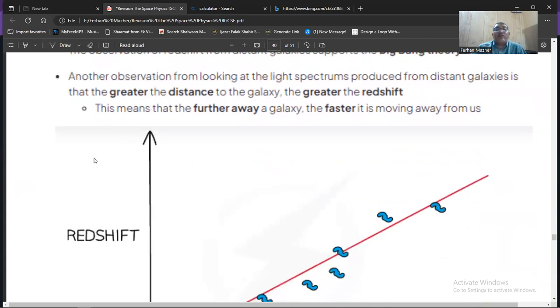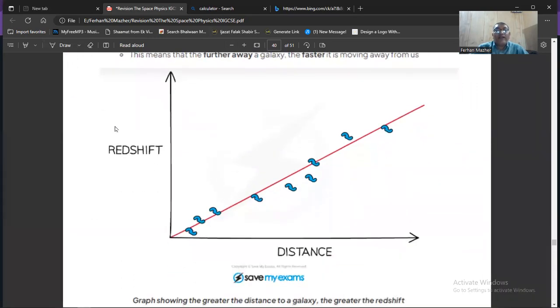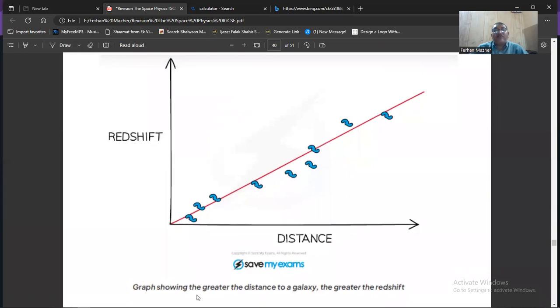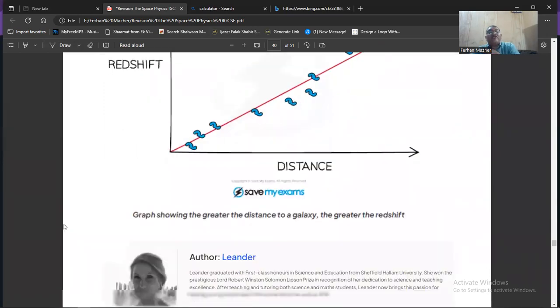Another observation from looking at the light spectrums produced from distant galaxies is that the greater the distance to the galaxy, the greater the redshift. This means the further away a galaxy, the faster it is moving away from us. So here we have a graph which shows the greater the distance to a galaxy, the greater the redshift. Here is the distance, here the redshift. As the distance from the observer increases, the greater is the redshift.